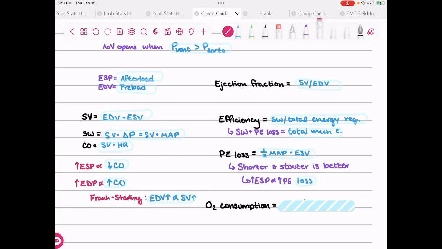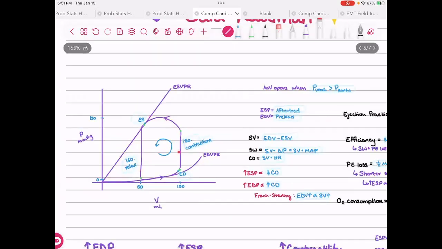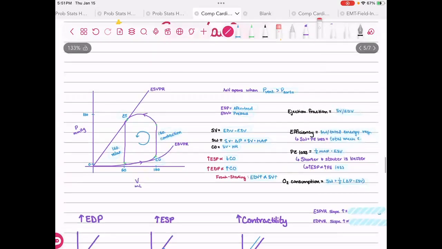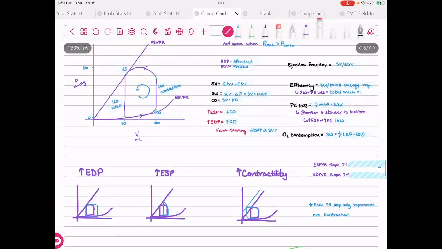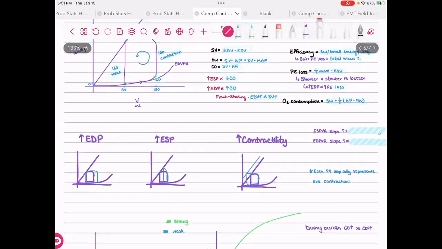And then just one more good formula to know, your oxygen consumption is the stroke work plus 1/2 your delta P times ESV. So again, it's kind of looking at that total area over here is your O2 consumption equivalent. So with different changes to the heart, your PV loop is going to change a little bit.